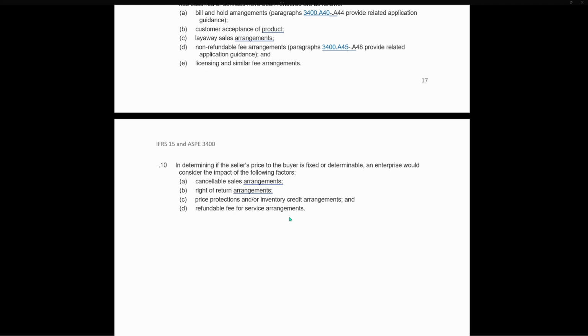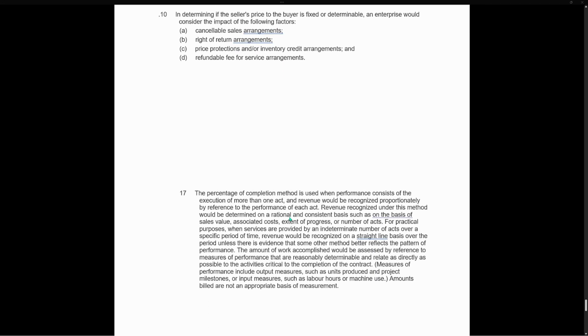But there is one paragraph that is really important, and I found it really helpful for myself. That is paragraph 17. It's talking about the percentage of completion method, that it's going to be used when performance consists of execution of more than one act. It's very important. And revenue would be recognized proportionately by reference to the performance of each act. Revenue recognized under this method would be determined on a rational and consistent basis, such as on a basis of sales value, associated cost, extent of progress, or number of acts.